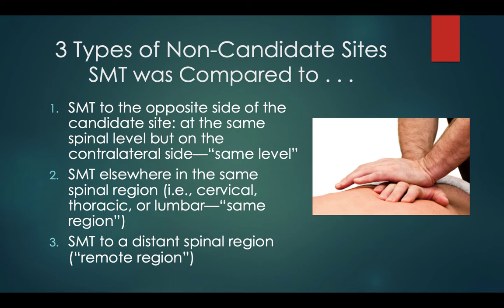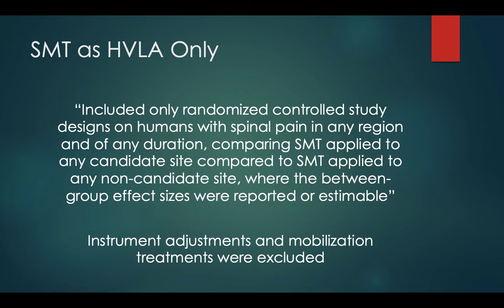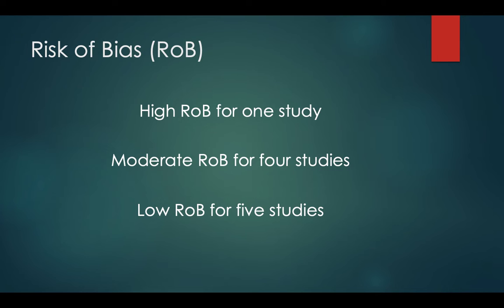They included only randomized controlled study designs on humans with spinal pain in any region and of any duration, comparing SMT applied to any candidate site compared to SMT applied to any non-candidate site, where the between-group effect sizes were reported or estimable. It's important to note, instrument adjustments and mobilization treatments were excluded from this study. Using the Cochrane measure of risk of bias assessment, they found that there was a high risk of bias for 1 study, moderate for 4 studies, and low for 5 studies.